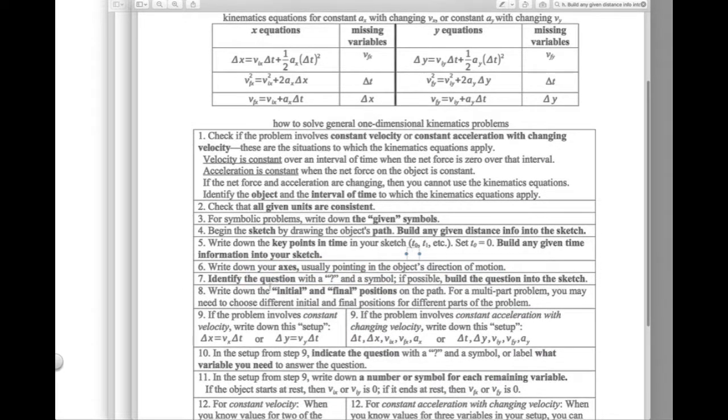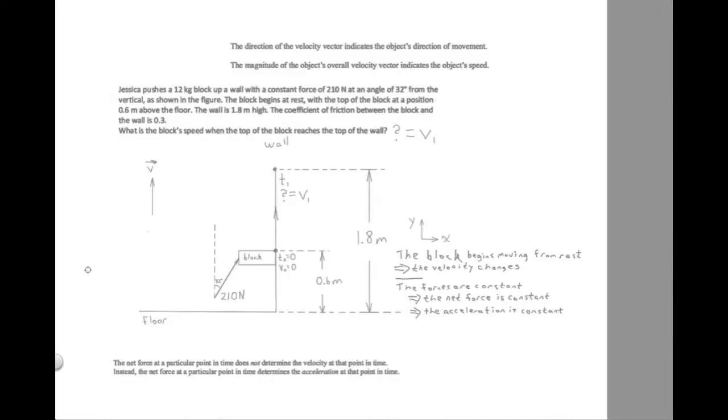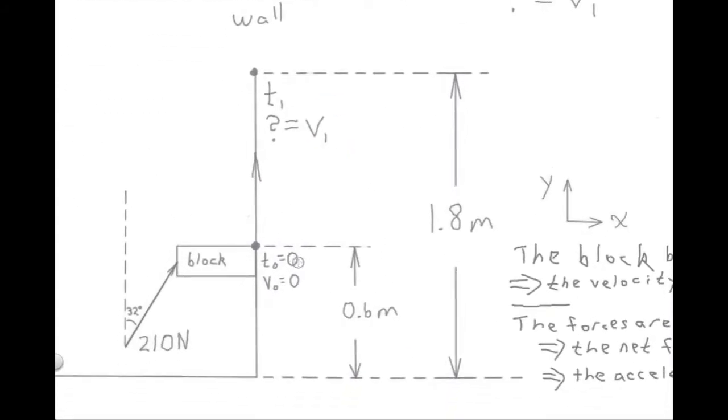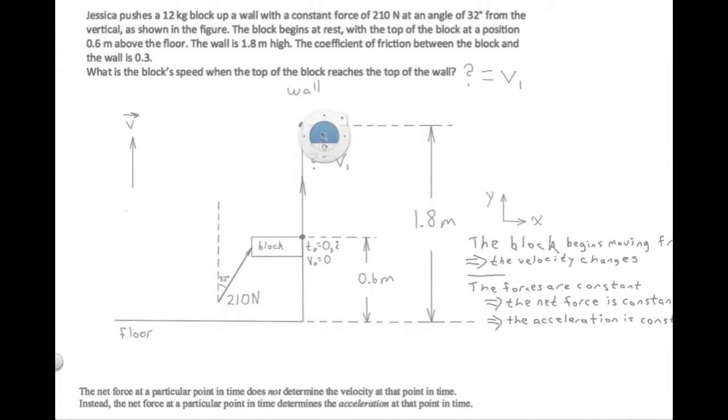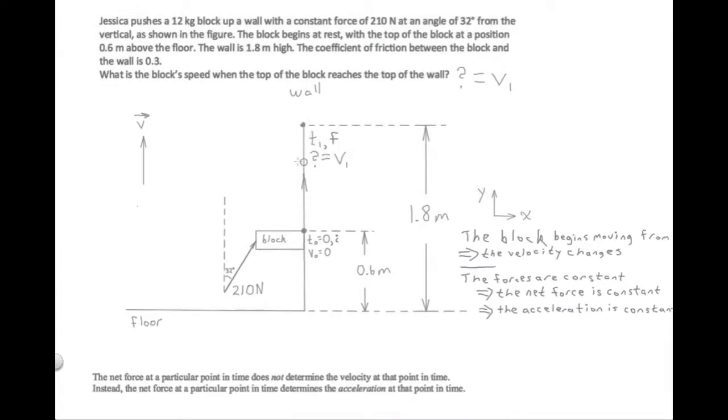Here's an important step. We should label the initial and final positions on the path. We've already decided that the two key points in time on this problem are time 0 here, so I'll call that the initial point, and t1 up here, which I'll call the final point. These, the initial and the final point, are the two points that you're going to plug into your kinematics equations.